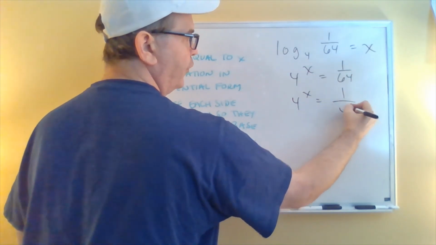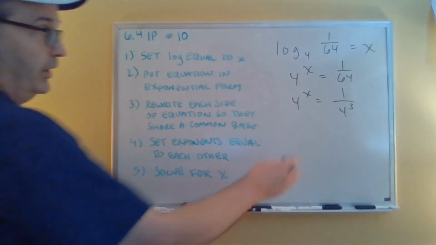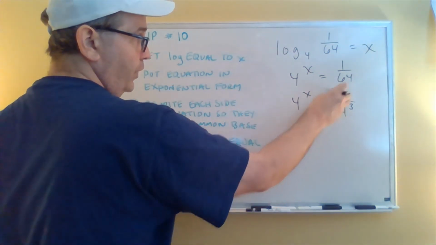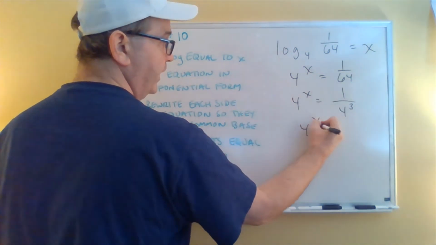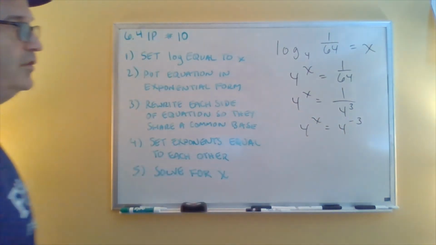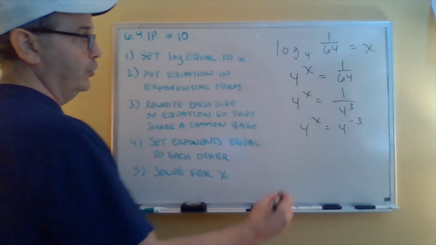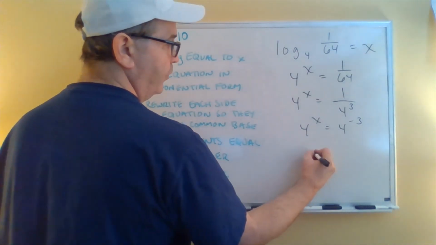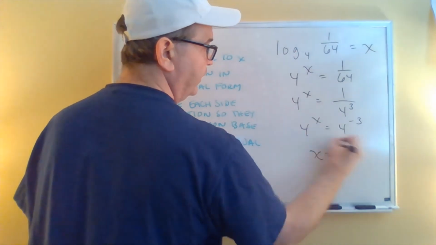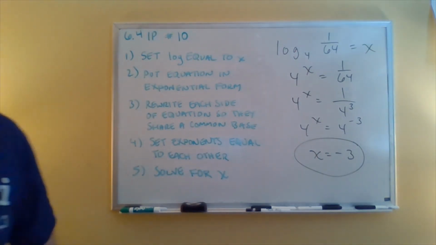We can set up the equation over here, 1 over 64, that's 4 to the 3rd power. We're almost there. We just need to bring our base 4 up into the numerator spot. So we'll have 4 to the x equals 4 to the -3rd. We need to flip that positive exponent to negative when we change from the denominator to the numerator. And now that we share a common base, we can set our exponents equal to each other. And for number 10, we get the answer x equals -3.